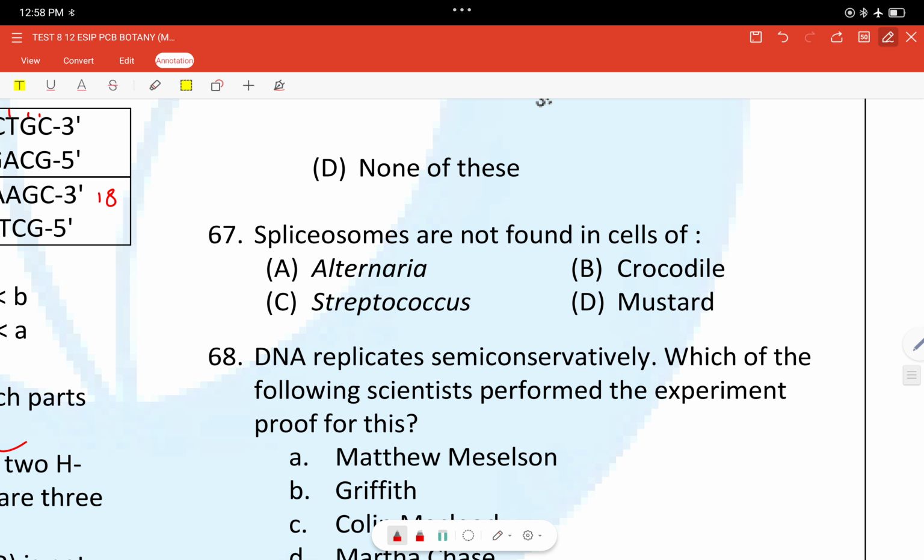Next is, spliceosomes are not found in cells of. If we consider spliceosomes, then spliceosomes are formed in the process of splicing, and the splicing process is a characteristic feature of eukaryotes. So in Streptococcus bacteria, splicing is not performed. So the answer is Streptococcus.